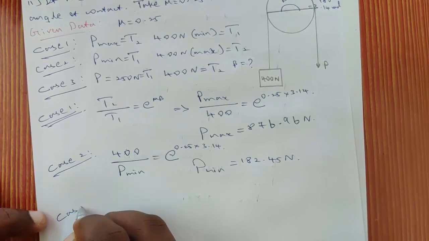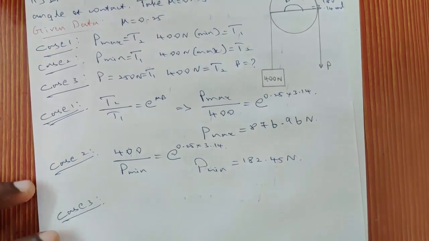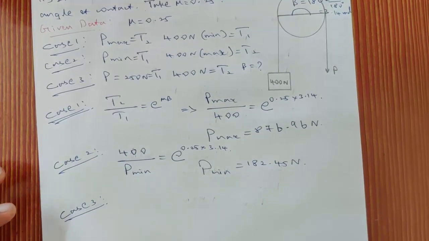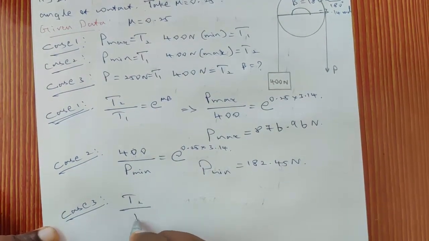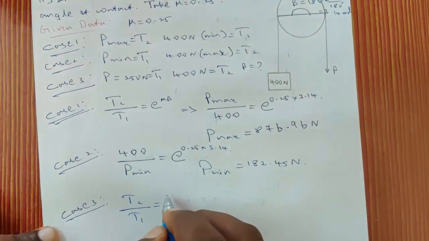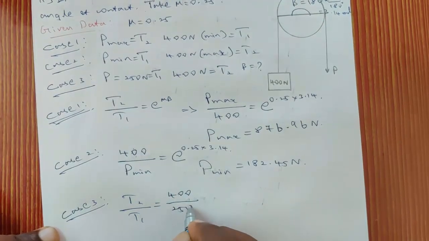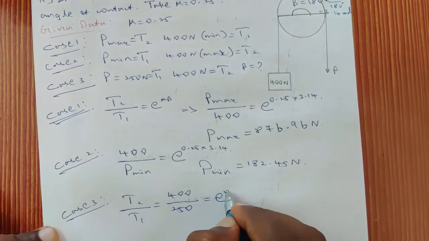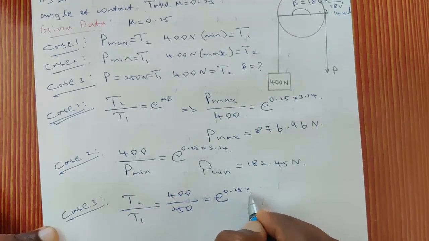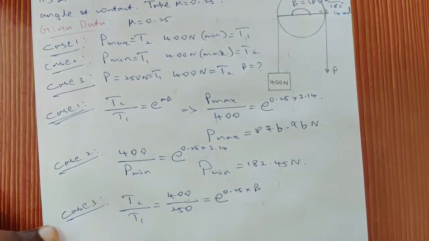Then case 3. Okay, in case 3, the two tensions are given. So T2 by T1 is equal to 400 divided by 250, which is equal to e power mu, 0.25, into beta. We have to calculate the value of beta.